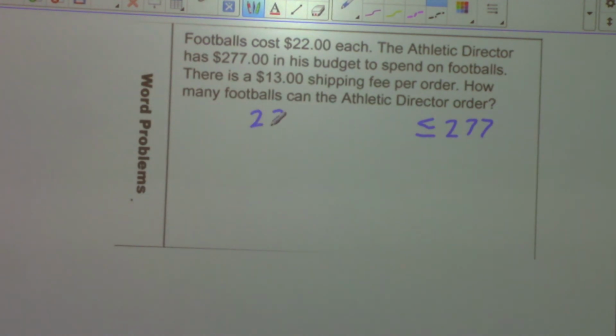So 22x. Atlee has chosen x to be our variable or unknown, and we use the letter F in second period. Does that matter? Then what else? Plus 13 for the shipping cost. Plus 13. So then what do we have? Minus 13, that's 264. So 22x is less than 264, or less than or equal to, let's put it that way. Then what? And then you divide by 22 and get 12.